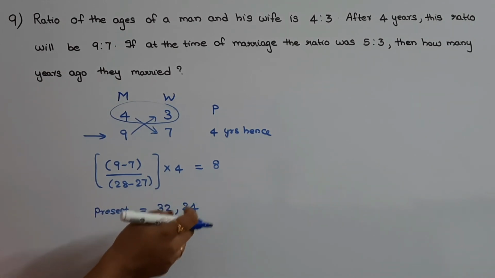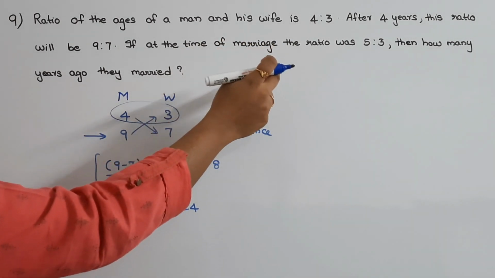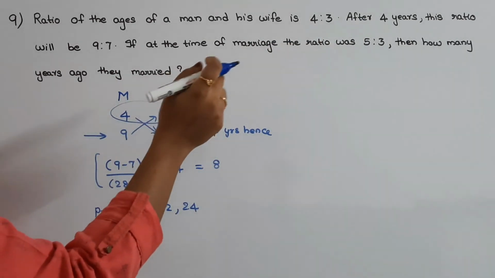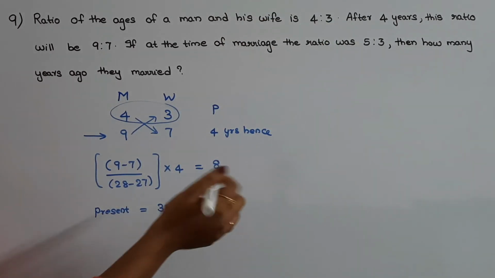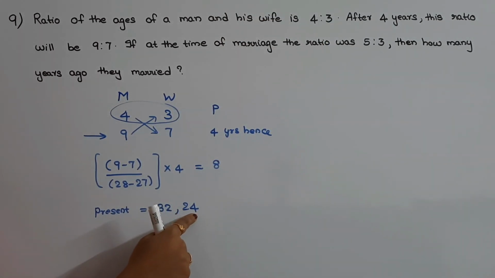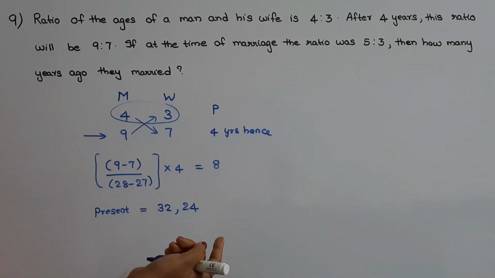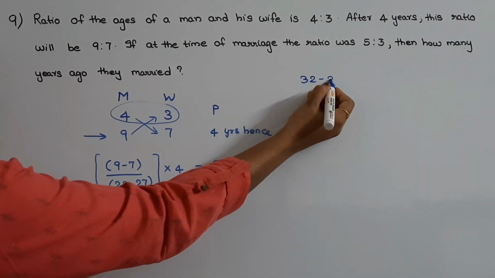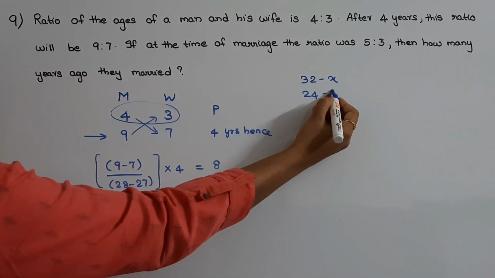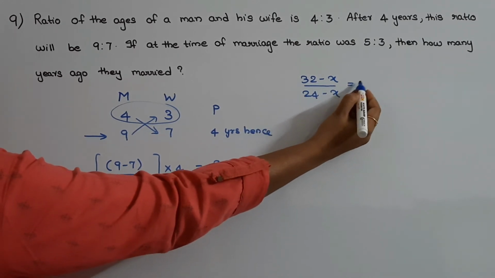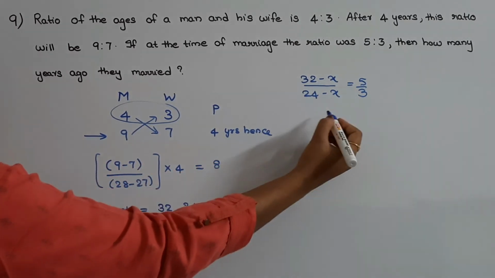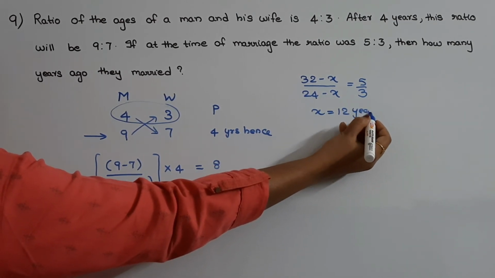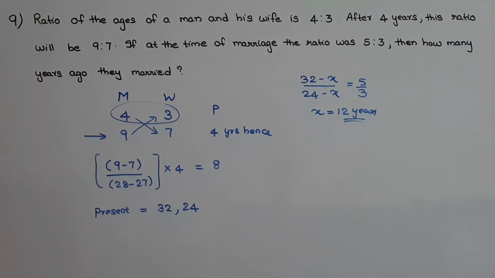Now they have given the ratio of their ages at the time of marriage as 5:3. So let us assume that they got married X years ago. Okay, so if at present their ages are 32 and 24, then at the time of marriage, or X years ago, what would be their ages? That will be 32 minus X and 24 minus X. Okay, so this ratio is given as 5/3. On solving this, we will get the value of X as 12 years. Hence, 12 years ago they got married.